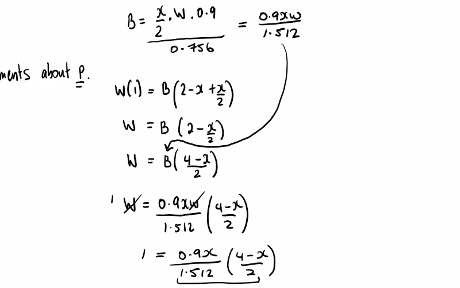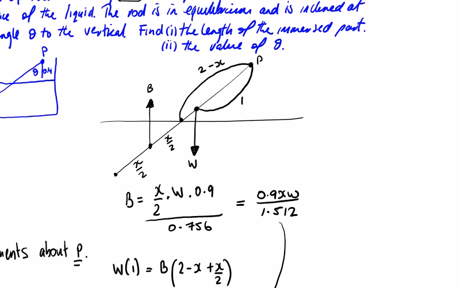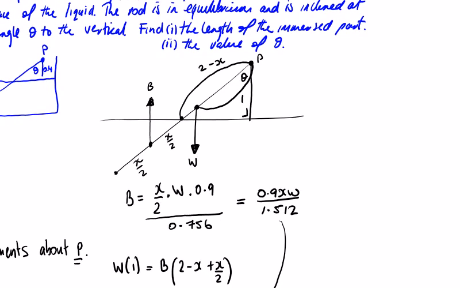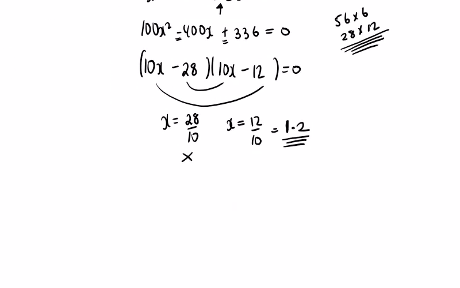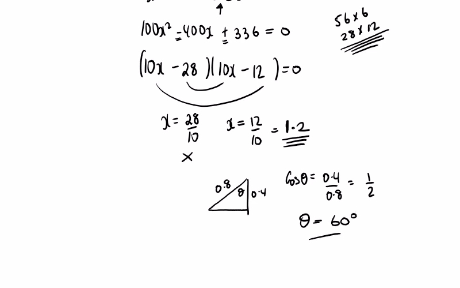So let's look back up. What else are they looking for? The angle. The angle theta was to the vertical. So we have a right-angled triangle. We have the 0.4, and 2 minus x is 0.8. Theta is here, so it's adjacent and hypotenuse: the cos of theta is equal to 0.4 over 0.8, which is a half. All of you know that the cos of 60 is equal to a half, so theta is equal to 60 degrees.